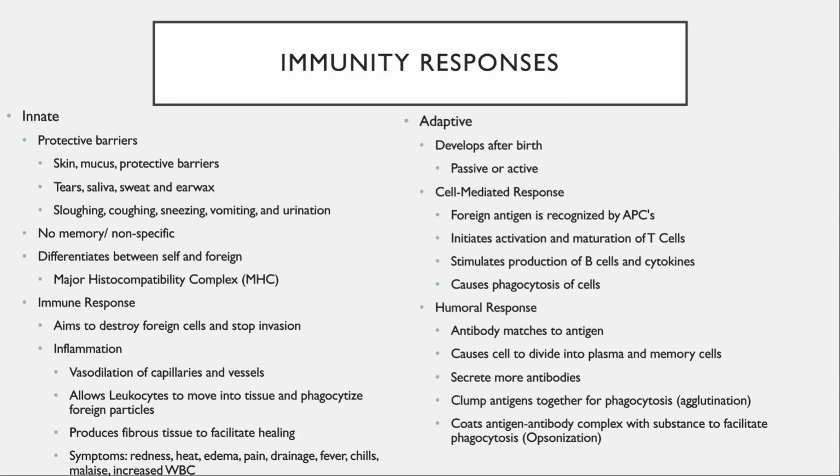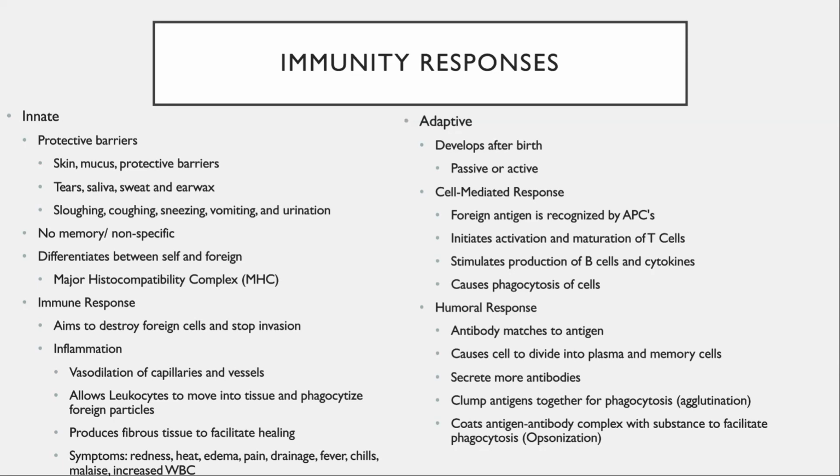Innate immunity has no memory and is considered nonspecific, and it differentiates between self and foreign through the major histocompatibility complex, also called MHC. If the major histocompatibility complex designates that something is foreign, it initiates an immune response. The immune response aims to destroy foreign cells and stop invasion of infectious particles.